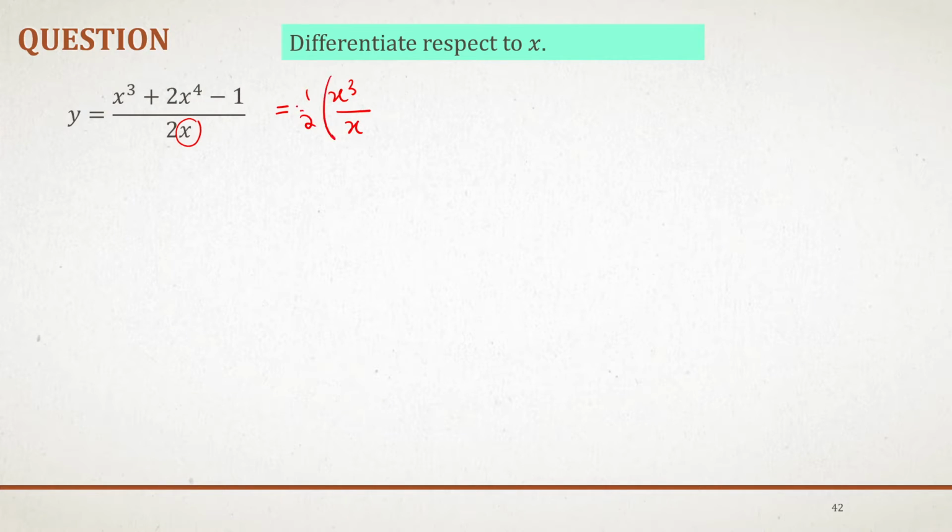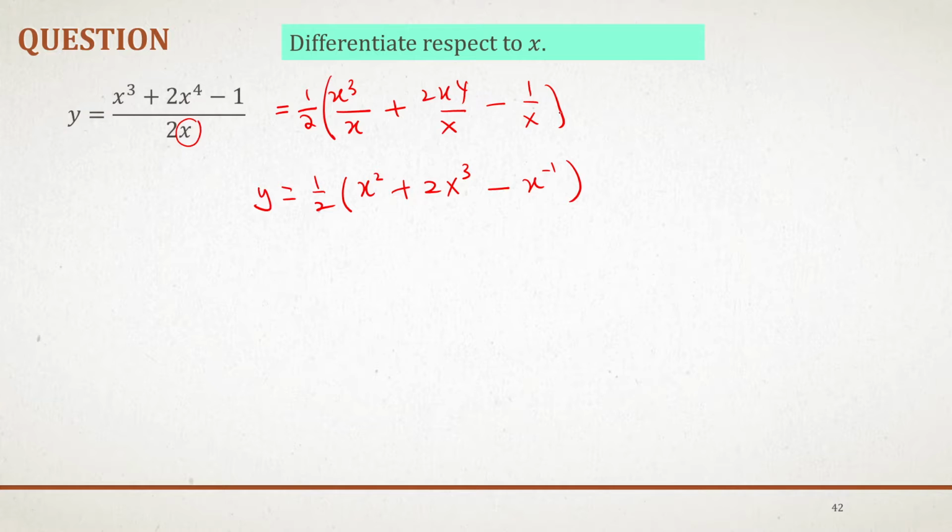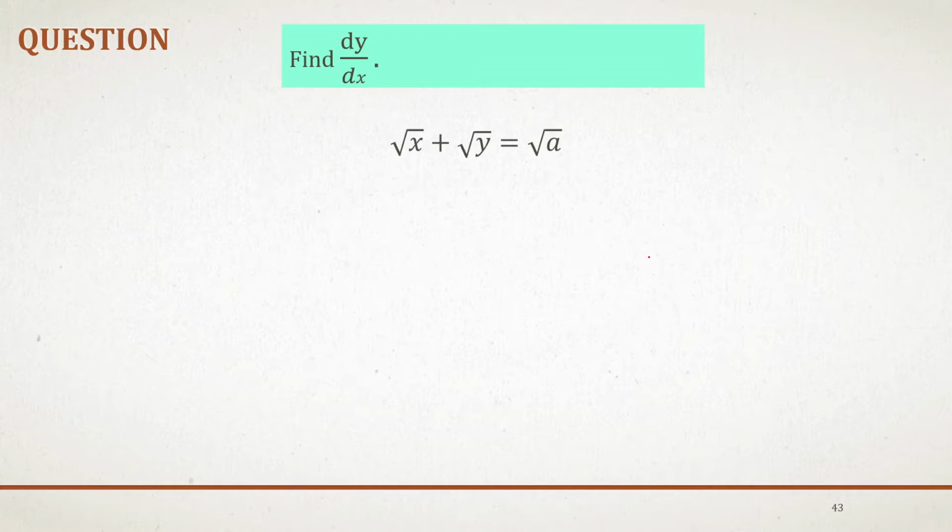I factored out the 1 over 2, so plus 2x to the 4 divided by x, and then minus 1 over x. So finally, my y is 1 over 2 times: x cubed divided by x actually is x squared; 2x to the 4 divided by x is actually 2x cubed; and then this one is x to the minus 1, so I bring the x going up, so my index becomes negative 1. So now I differentiate: 1 over 2 times 2x plus 6x squared plus x to the minus 2. Settled.